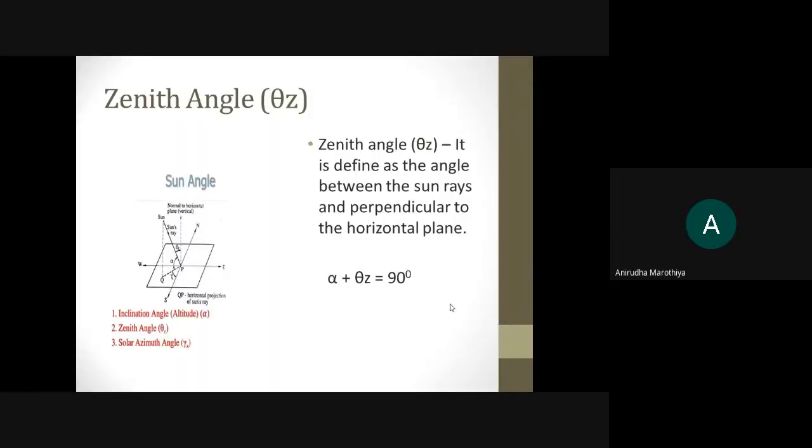So this is what we discussed in the last lecture. That is the concept of zenith angle theta z, then angle of inclination alpha, and the concept of air mass. So in this lecture, again, we need to cover some 4 to 5 definitions related to the topic, which is nothing but solar radiation geometry.